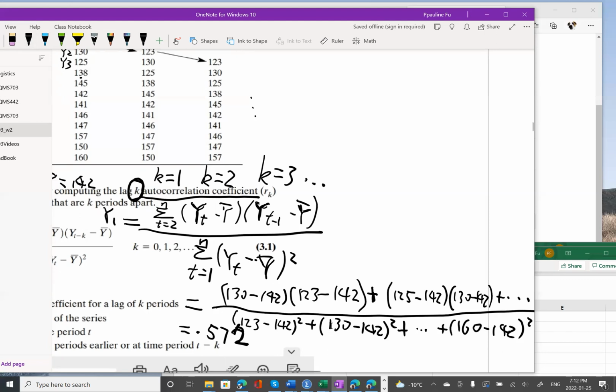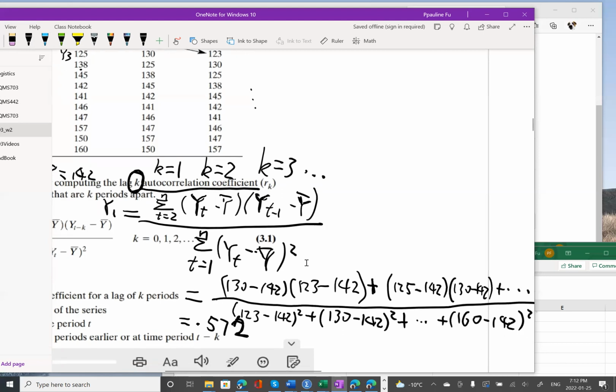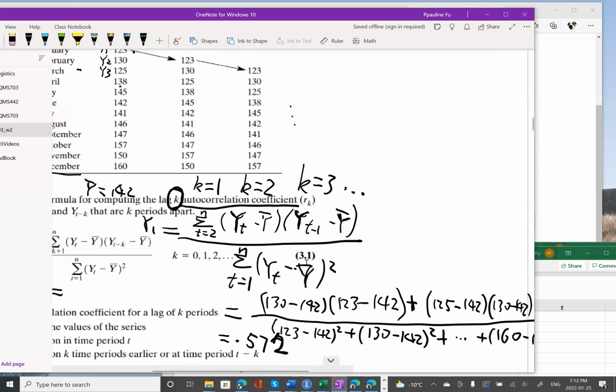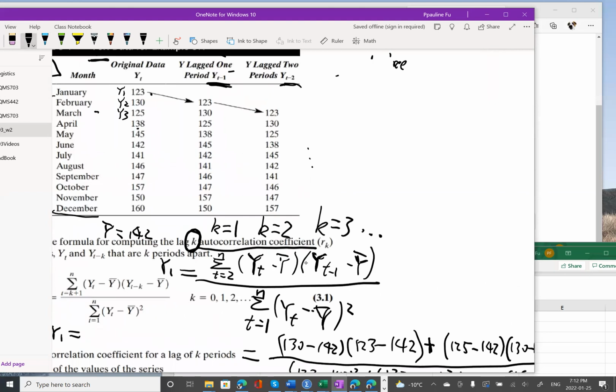Any questions to calculate R1 autocorrelation, lagged one time? Sorry, I wasn't paying attention. How did you get 142 again? Thank you so much. 142 is the average of the original data. Add all this data together, divide by 12, and you get 142. The average of the original data is Y bar.